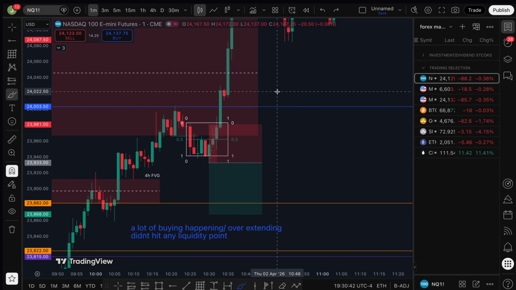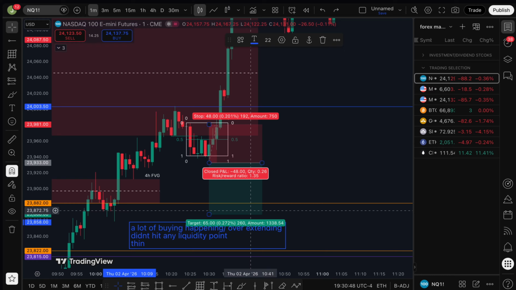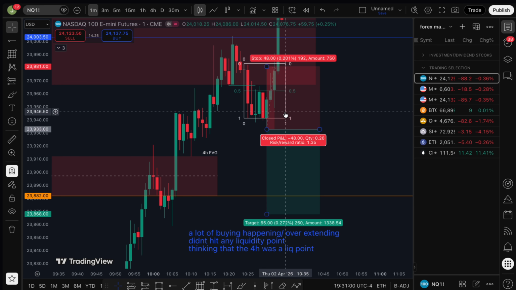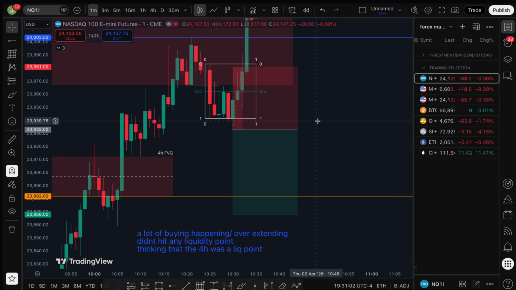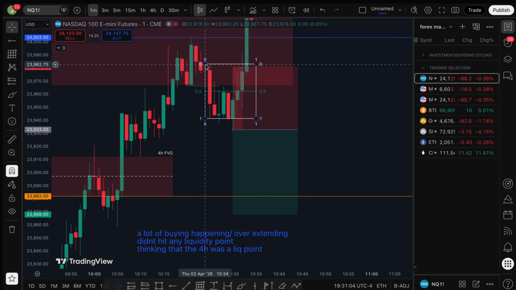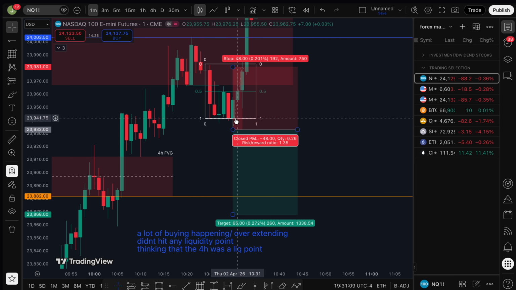So that was mistake number two: there was no liquidity. And number three, thinking that the 4 hour was a kind of liquidity point, which I 100% could have avoided. So this is why, and as you can see, I got wicked into the trade. Break of structure, equilibrium from green to red, equilibrium tapped right here. I waited for it to get out, and yeah, it was getting out.